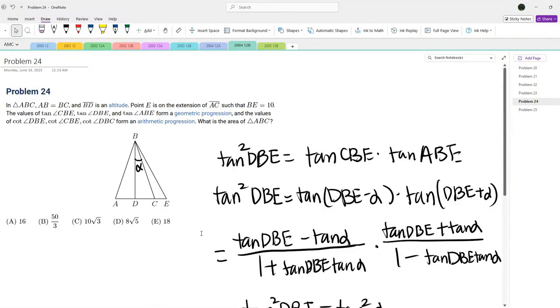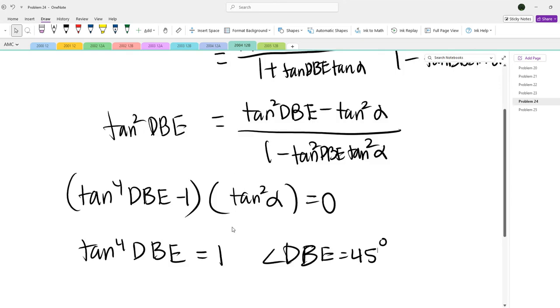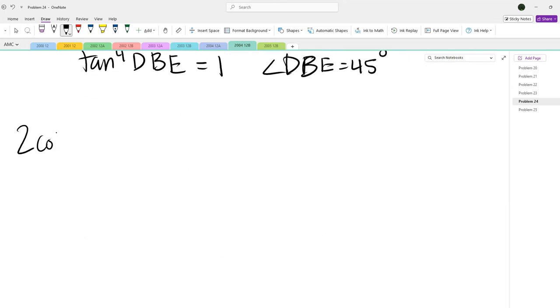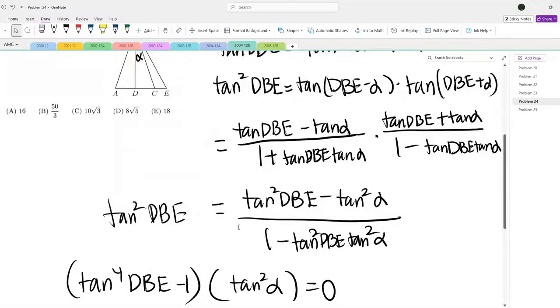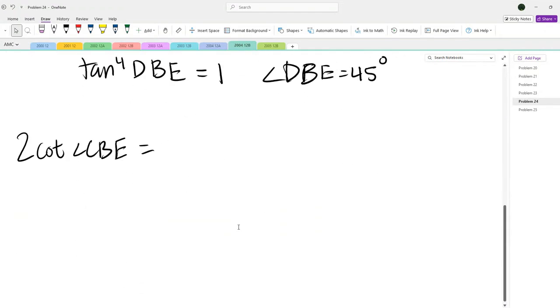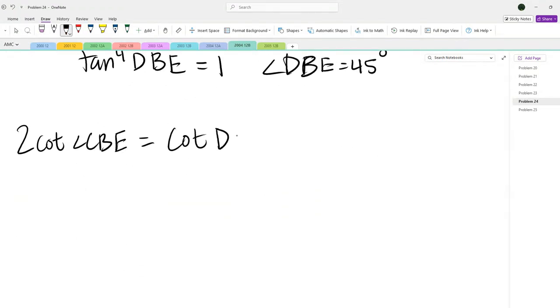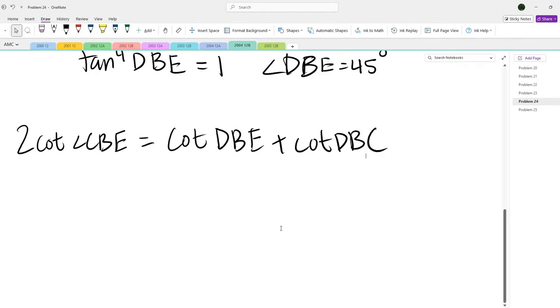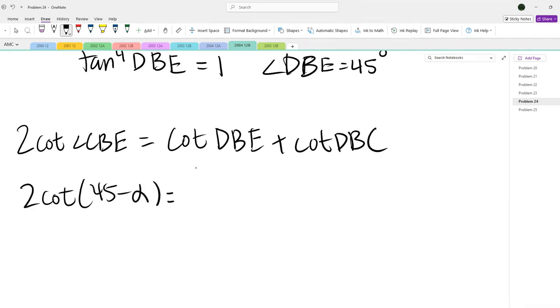Now we use the second piece of information about the arithmetic progression, and that will tell us that 2 times cotangent CBE is equal to the sum of cotangent DBE and cotangent DBC. And if we substitute this so it's in terms of alpha, we get 2 cotangent of (45 degrees minus alpha) equals 1 plus cotangent alpha.